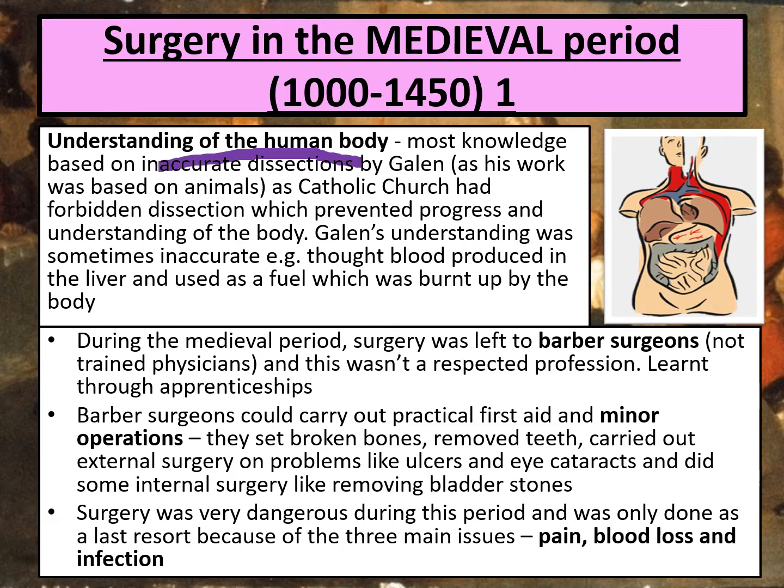For instance, thinking that blood was actually produced in the liver and was something that was used as a fuel which was burnt up by the body and it would recreate it rather than the kind of correct ideas of the circulation of blood. So this didn't really change for a long time.